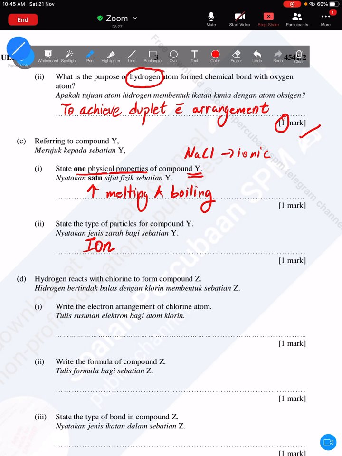Hydrogen reacts with chlorine to form compound Z. You have hydrogen and you have chlorine. Definitely, it's going to form HCl. It is a type of covalent bond as well because it's a non-metal and a non-metal. Therefore, compound Z is actually HCl. Compound Z is HCl.